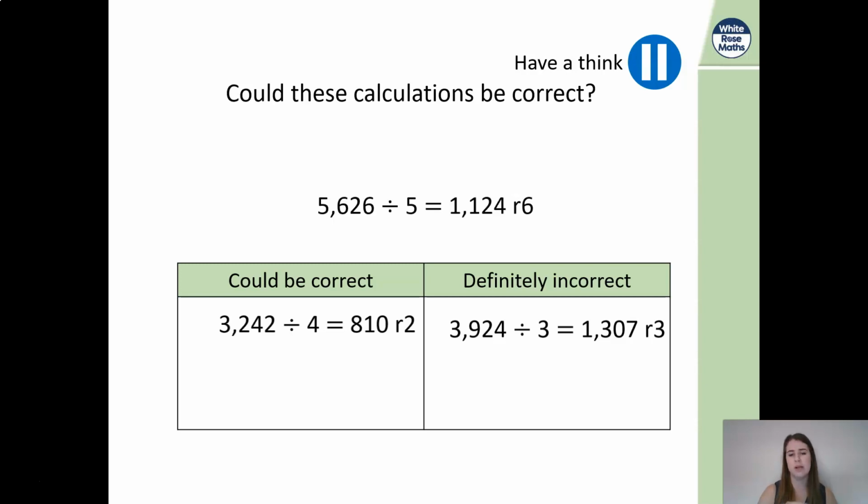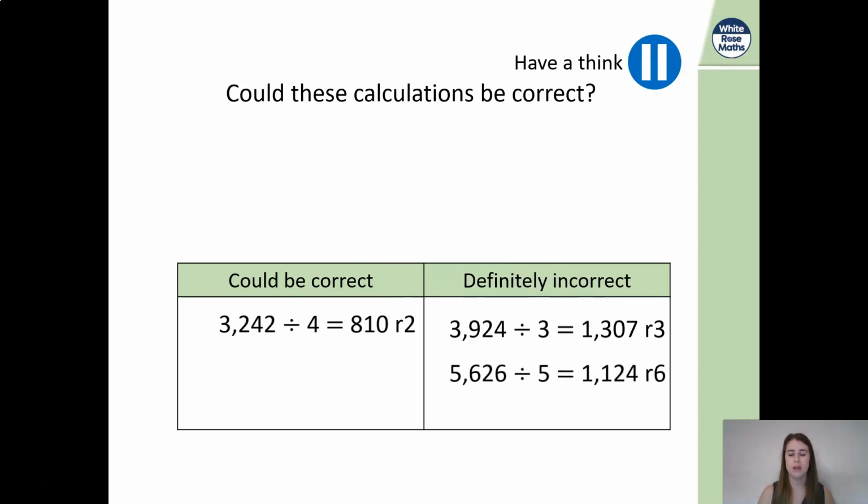Now, this one here, we're dividing by 5, but I have a remainder of 6. Can I have a remainder of 6 when I'm dividing by 5? No. What's the biggest remainder I can have? Good, I can only have a remainder of 4 as my biggest. That one is definitely incorrect. So I haven't had to work out any of those sums. Now, I don't know that this answer is correct, but I know it could be correct because it's got a remainder smaller than my divisor.